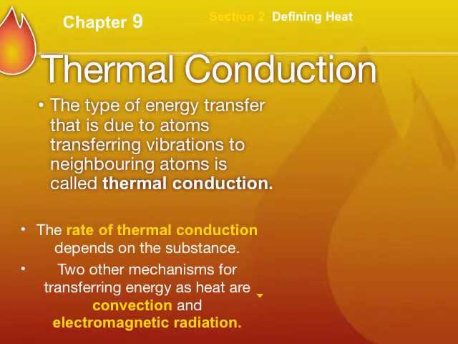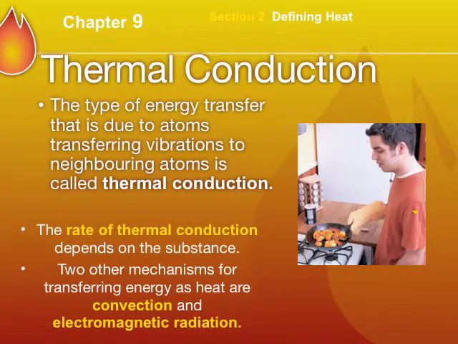Two other mechanisms for transferring energy are convection and electromagnetic radiation, and we'll talk about those. We're going to talk a little bit about light and how you heat up the inside of a car when you leave things out in the sun and stuff like that. And that's convection. So a stove actually uses convection, thermal conduction, and I guess you could say the fire is electromagnetic radiation. So it uses all of those.